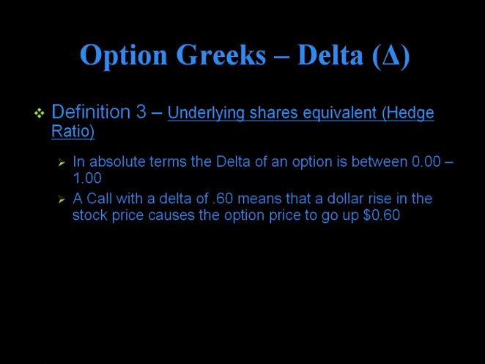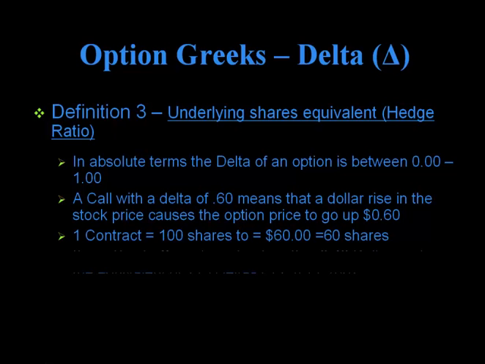So let's take a call as an example with a delta of 0.60. That means that a dollar rise in the stock price causes the option price to go up 60 cents. One contract equals 100 shares. So that hedge there means having one option contract with a delta of 60 is the same thing as having 60 shares of stock.